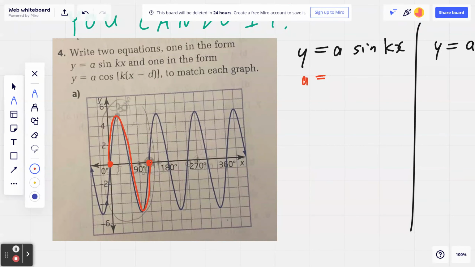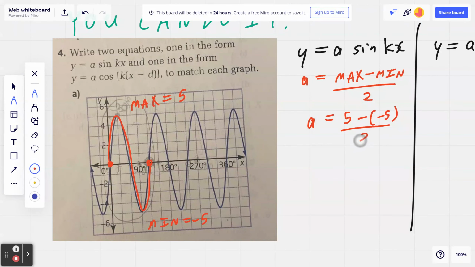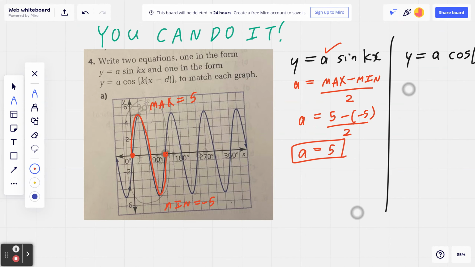A is the amplitude. And you can find the amplitude by looking at the maximum minus the minimum divided by 2. And by maximum, I am referring to the y value, which is 5. That is the maximum. I'm also looking at the minimum value. And by minimum, this is going to be negative 5. So again, the amplitude in this case is going to be 5 minus negative 5 divided by 2. 5 plus 5 is going to be 10. 10 divided by 2 is going to be 5. So far we found the amplitude, which is the same in both cases, by the way.